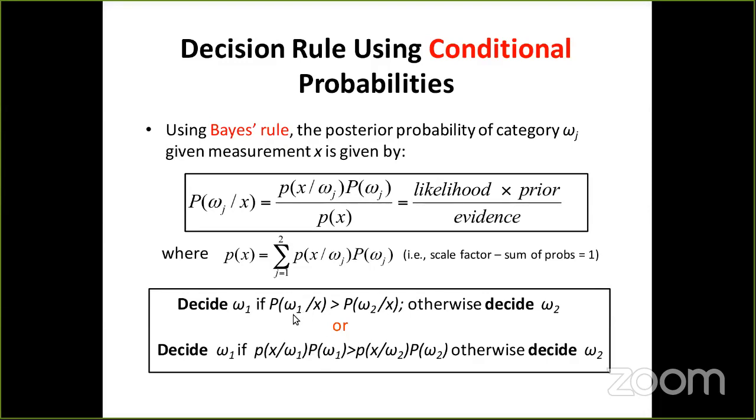So P of omega 1 given x can be written as P of x given omega into P of omega, and then we divide it by P of x, but P of x is not required. So this becomes our new decision rule.